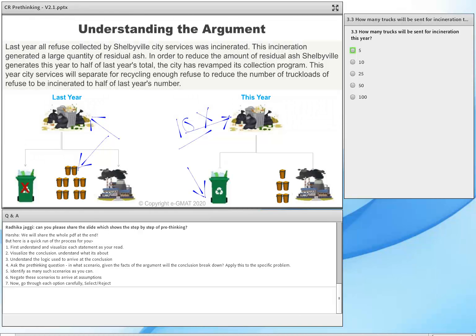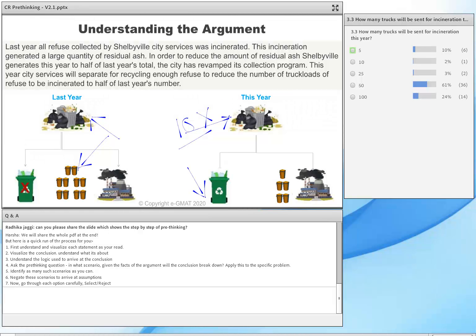The question is, and I have only what, 50 answers? How many trucks, if I collect 10 times as much garbage, how many trucks do you think we'll send for incineration this year? Is it 100? Is it 50? Is it 25? Is it 10? Is it 5? 3, 2, and 1. Let me end the poll and broadcast the results. The correct answer is 5, not 50, but 5.